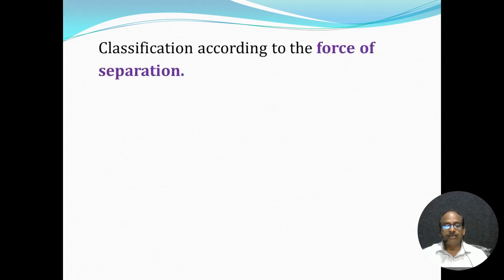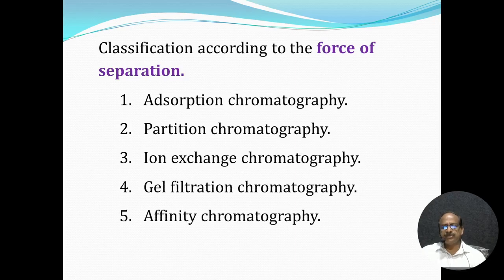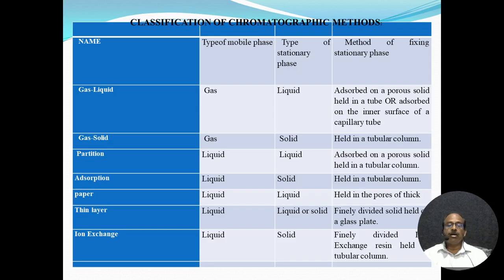Another classification is according to the force of separation. By using the force of separation, there are five types of classification. One is adsorption chromatography, the second is partition chromatography, the third is ion exchange chromatography, the fourth is gel filtration chromatography, and the fifth is affinity chromatography. These are the classifications according to the force of separation.